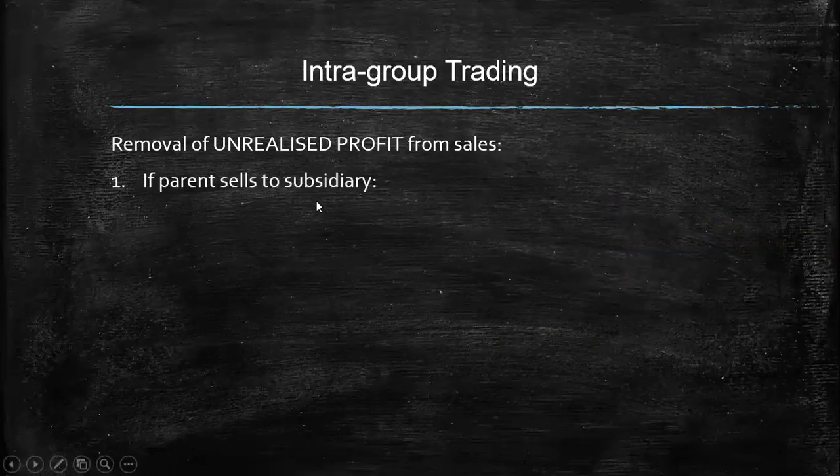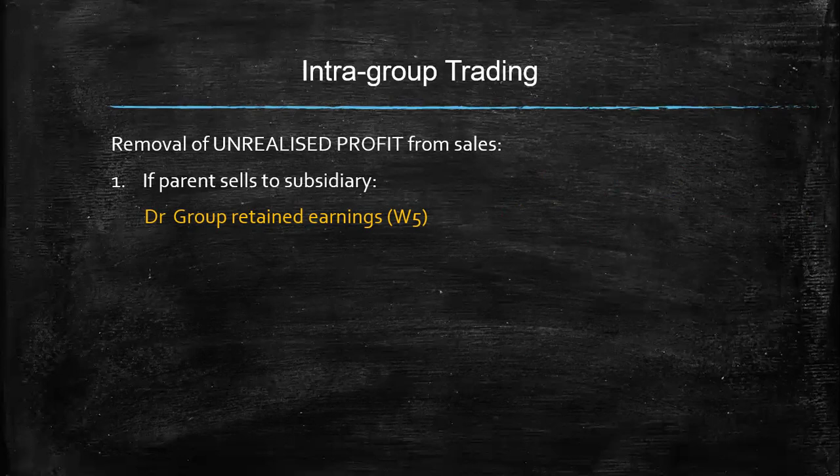Now, if parent is selling to subsidiary, in that case, parent is making the profit, and the double entry to adjust for the unrealized profit will be debiting group retained earnings. Remember, group retained earnings is an equity amount. We want to take out the profit that has not been realized yet, and that profit will be in the parent's accounts and will have to be subtracted from group retained earnings, right? That is why we're debiting group retained earnings.